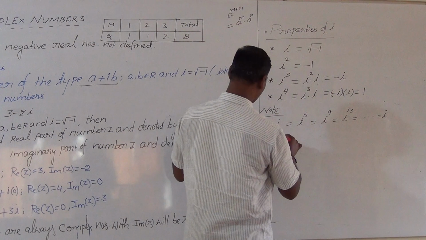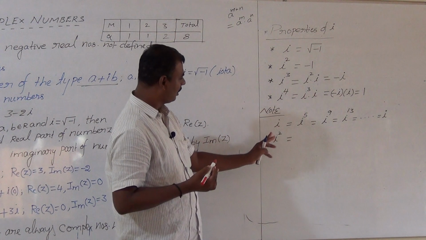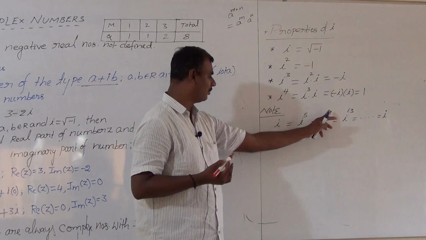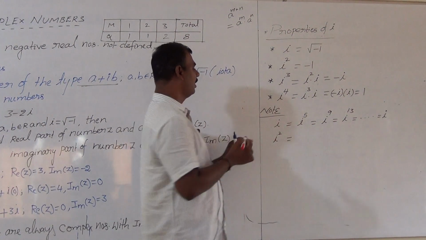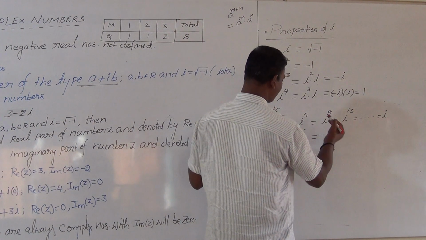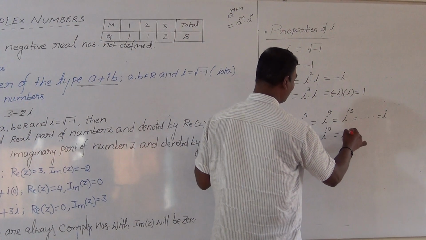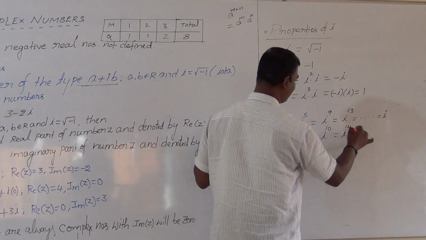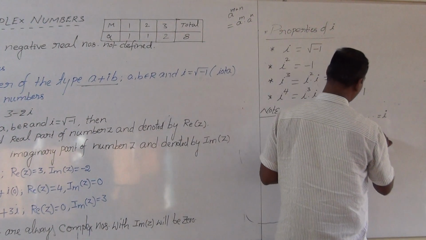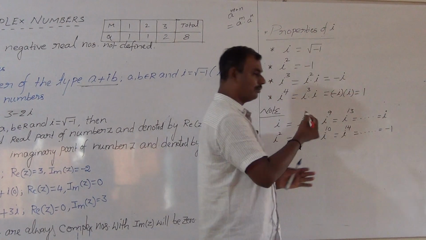Similarly, for the second term, i square, which is the next term? Here 1, 5, 9, 13, so what is the difference? 4, 4. Here also the next term will be with a difference of 4: iota raised to 6, then iota raised to 10, next iota raised to 14, next iota raised to 18, and so on. What is the value of this? That will be minus 1. A cycle is formed.